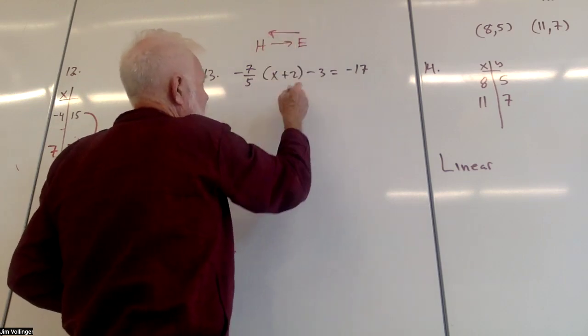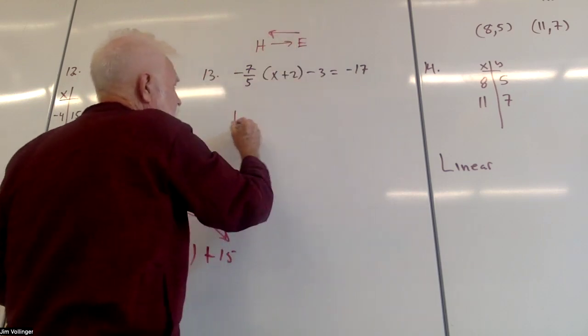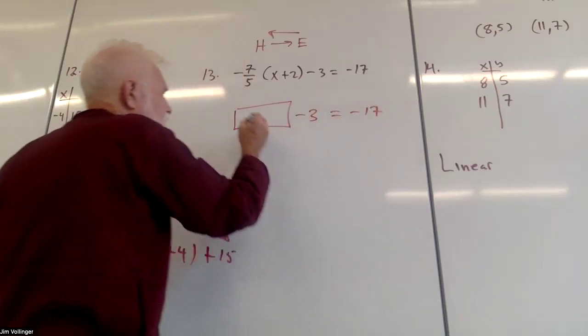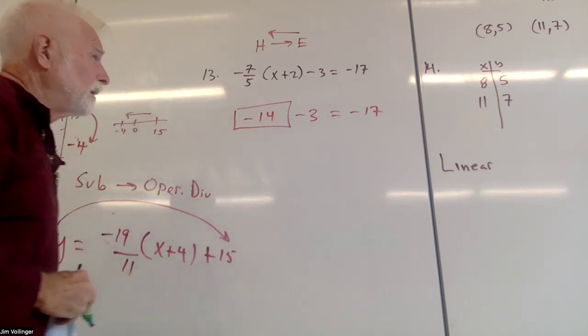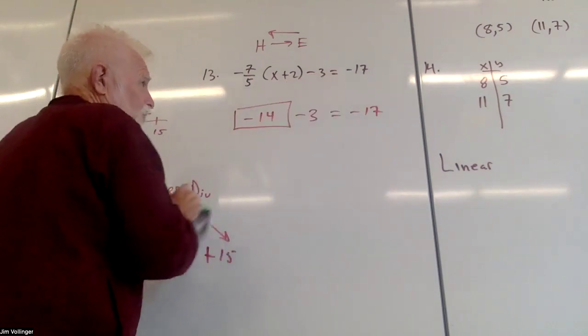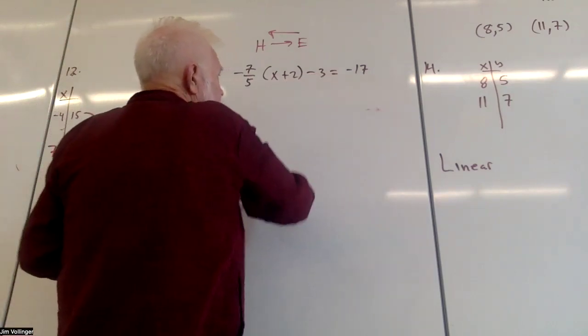What's the easiest thing over here? Subtraction of 3. I hope we can see that something minus 3 equals negative 17. And that something better be negative 14. And this whole thing has to be negative 14. It's the only way that's going to be true. So what would you do?